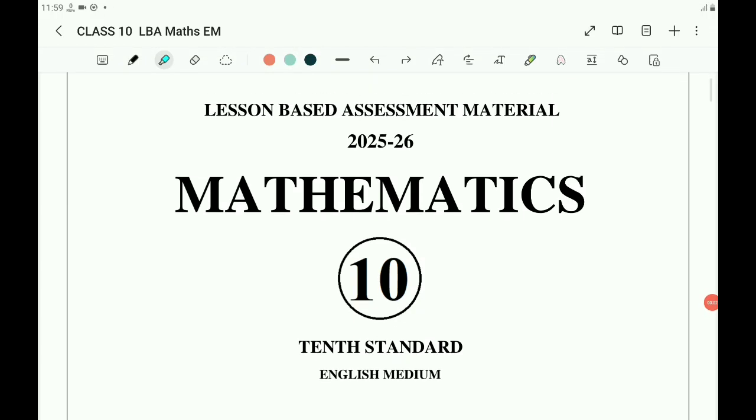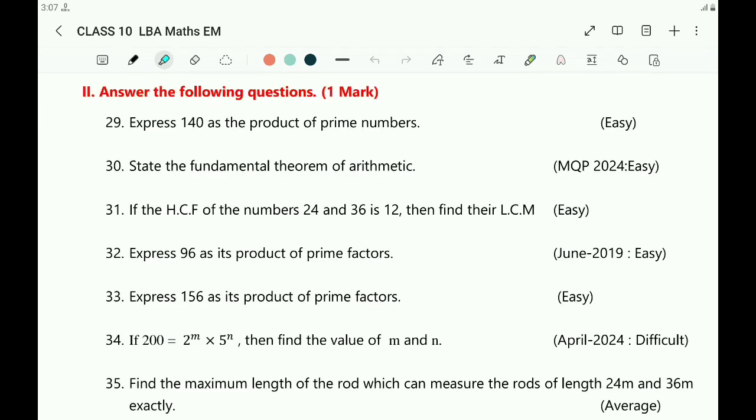Dear children, this is a lesson-based assessment material of 2025-26 mathematics subject of class 10. Now let us solve one mark questions, objective type questions. Answer the following questions. Question number 29 up to 28, the questions are multiple choice questions.